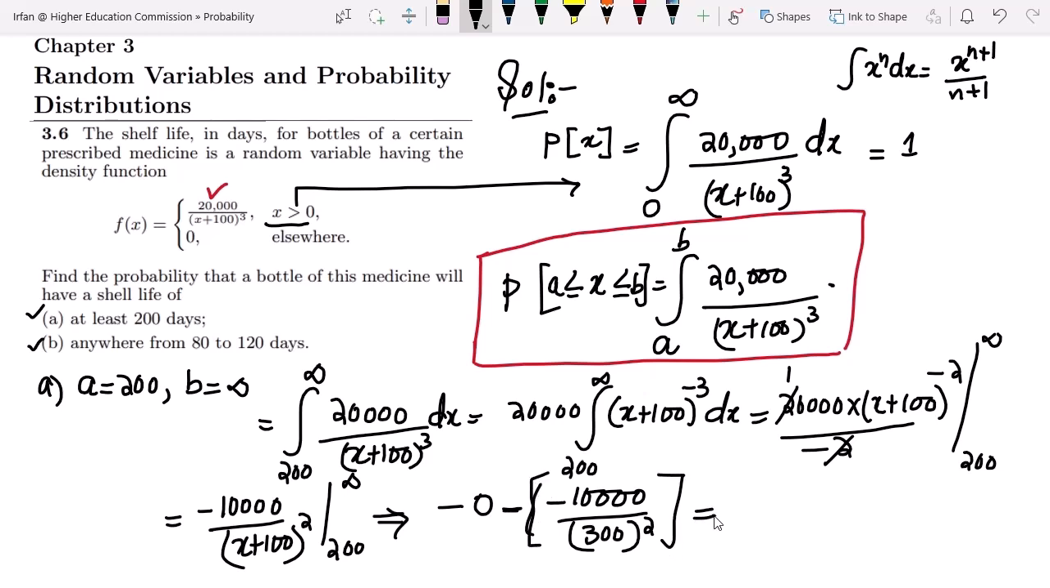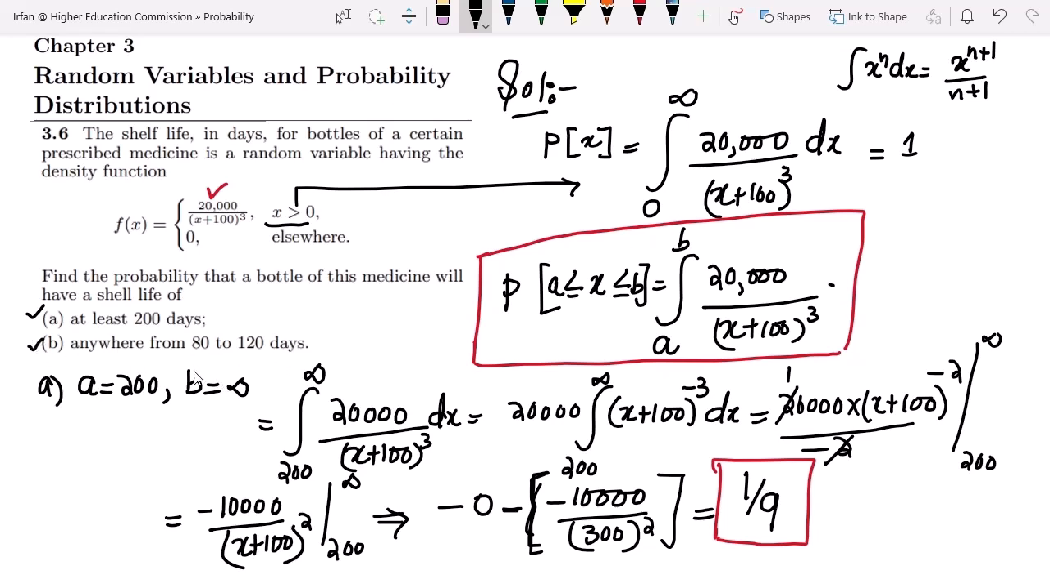Now solving it, ultimately I will get 1 by 9, which is the solution of part A of my question. We can easily see in this calculation that minus minus will be plus, so the 0 will be subtracted from this one, and ultimately I will get this positive value. So that is basically the solution of part A.